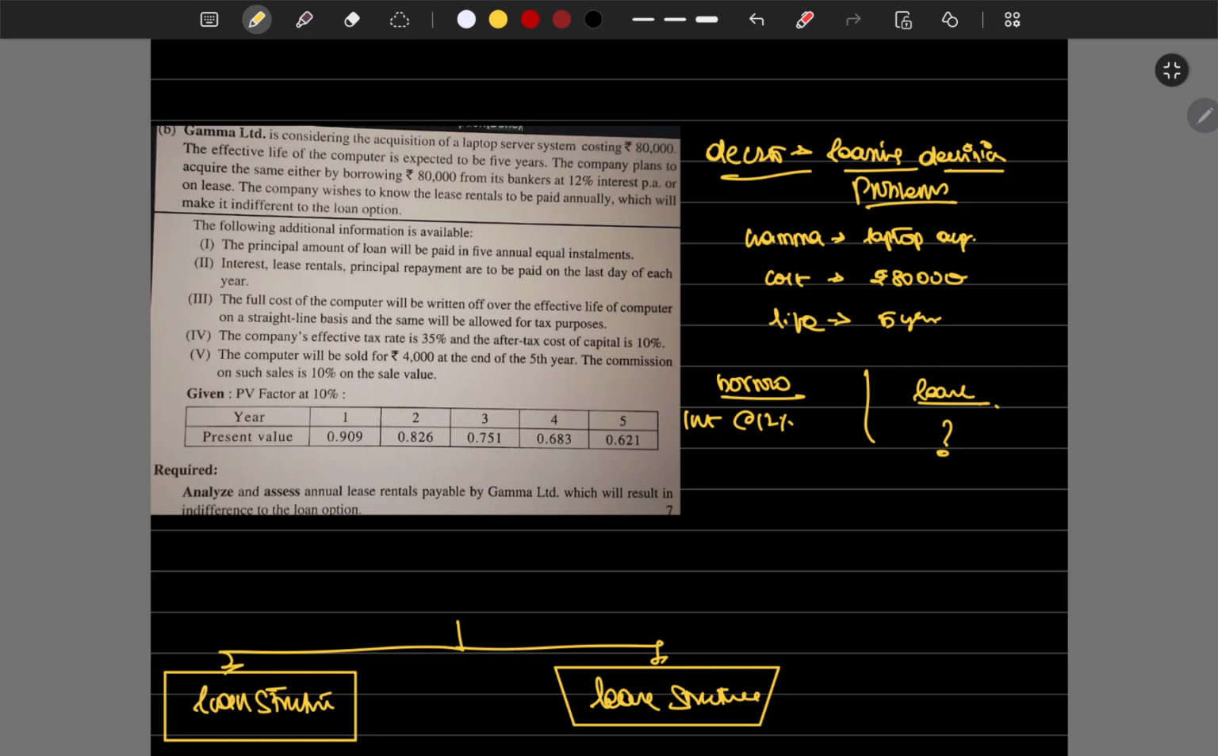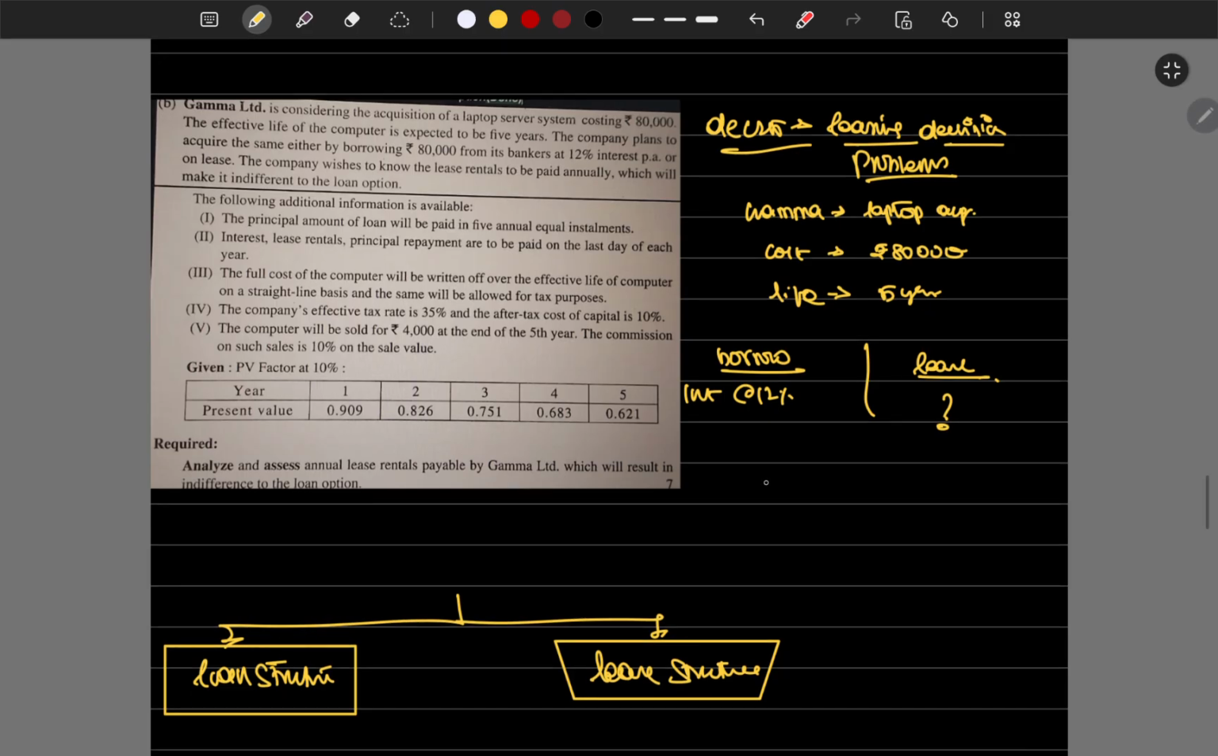lease rentals payable, no. Then the following additional information has been given. Principal will be paid in 5 annual equal installments. Principal is the amount, 5 equal annual installments means 20,000. Then interest, lease rentals, principal repayment are paid at the year end, last day of each year. Full cost of the computer will be written off, depreciated. Salvage value is 0.